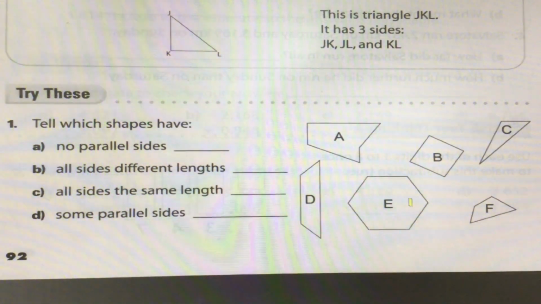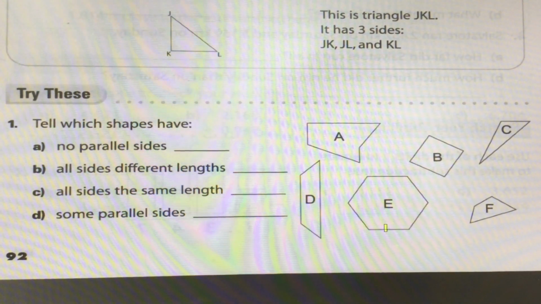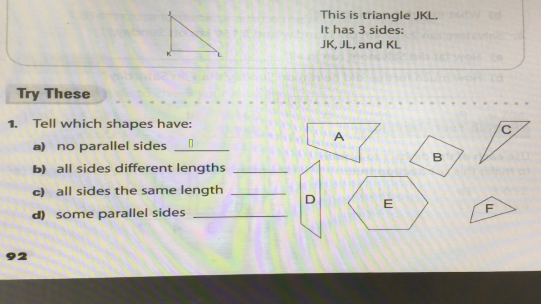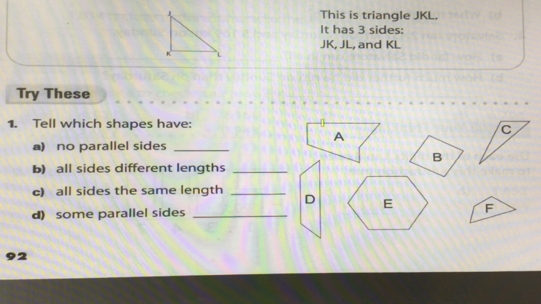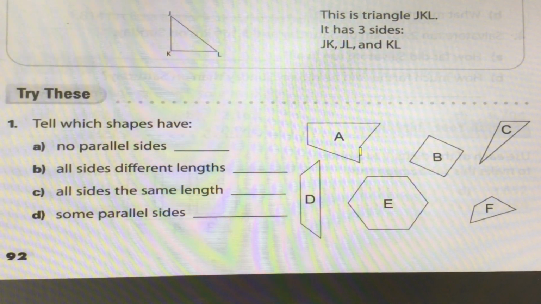E, well, that one and that one are parallel. That one and that one are parallel. That one and that one are parallel. That doesn't work. F, I don't think that and that are parallel, so that one would work. F would be in here. For A, this top one is a perfectly horizontal line. That one doesn't work. But if you take a look at that guy and that guy, those look to be parallel, so it doesn't qualify, and so on.